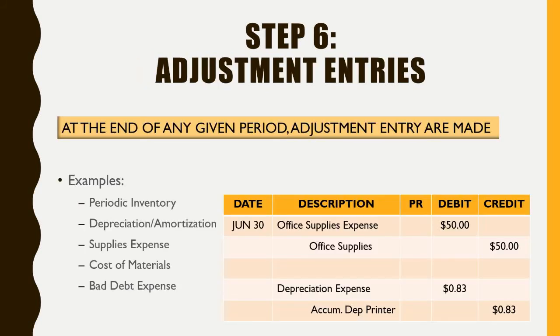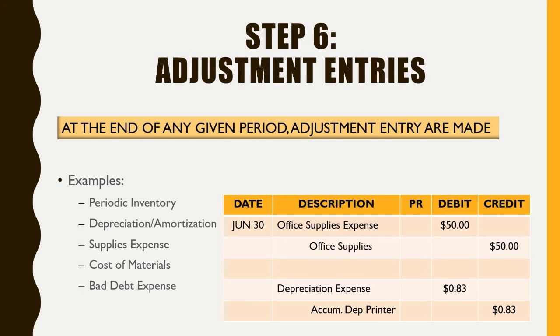Then the next step is going to be doing your adjustment entries. So you will learn this further on in the course, okay? You'll learn what adjustment entries are. And adjustment entries are basically things that, when you're doing your business, you need to calculate things that happened in your business.